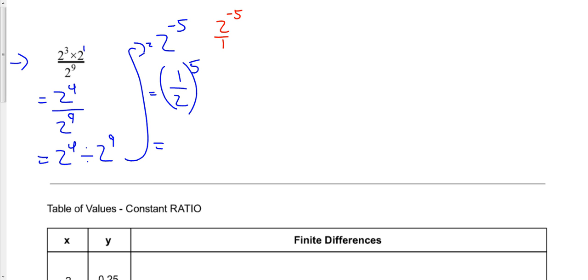Now, that means that I've got 1 to the exponent positive 5 on the top, and 1 to the exponent 5 is 1. And then I've got 2 to the exponent 5. So if I do 2 to the exponent 5, that punches out 32. Okay, so my final answer for this particular question is 1 over 32.